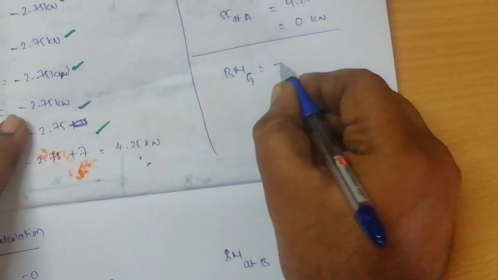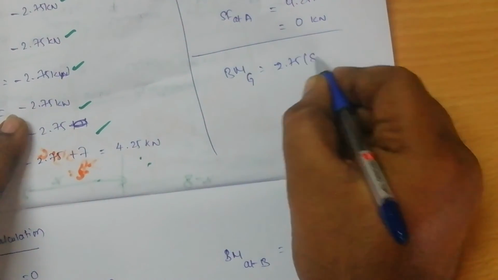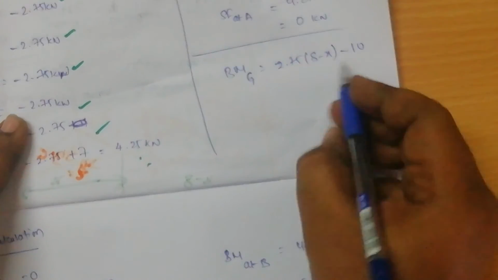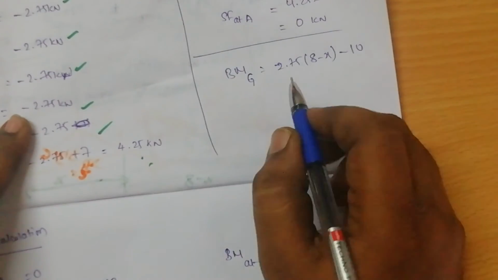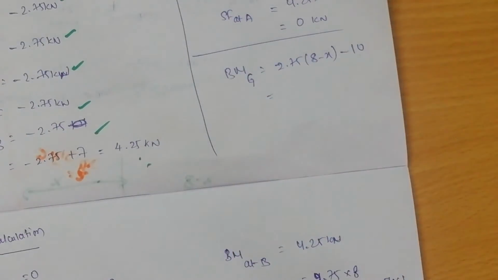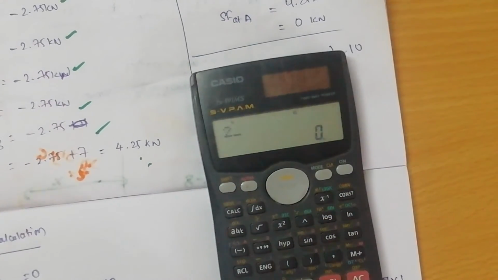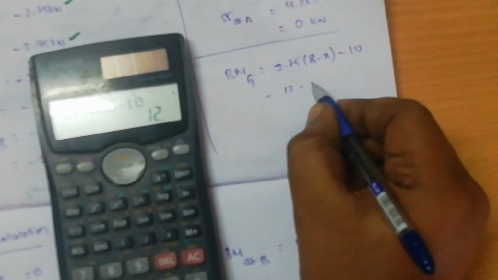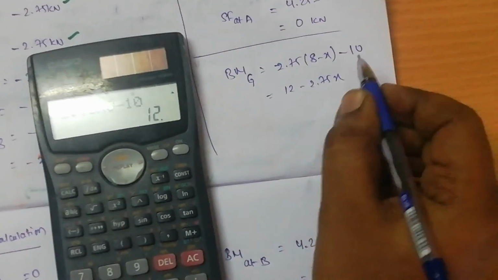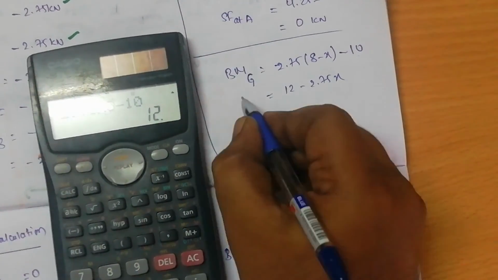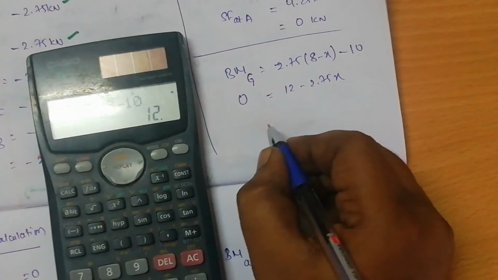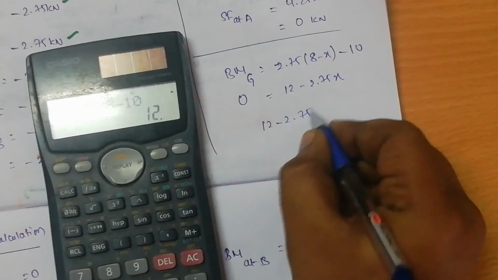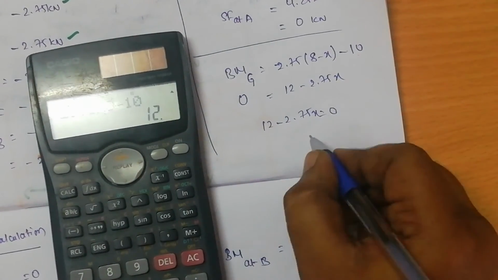So at point G it is because of 2.75 into 8 minus x, correct, minus 10. Why minus 10? Only one moment is present right side to it, that is minus 10. So let us try to calculate the value. 2.75 into 8 minus 10, so the answer is 12. 12 minus 2.75x, correct? The bending moment at this point is 0. So 12 minus 2.75x is equal to 0.